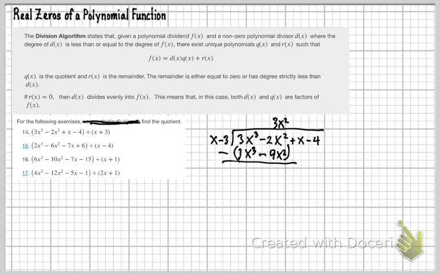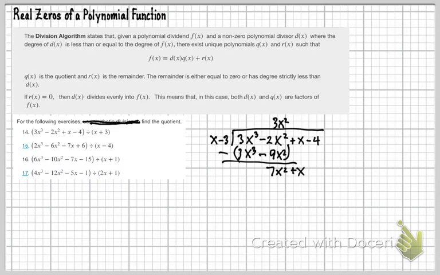So now I get 3x cubed minus 3x cubed. That's going to be 0. And then now I have this negative 2x squared minus a negative 9x squared. So that means that's really a plus 9x squared. And I have a negative 2x squared there. So together, that's going to give me a positive 7x squared. And then I bring down the next thing.